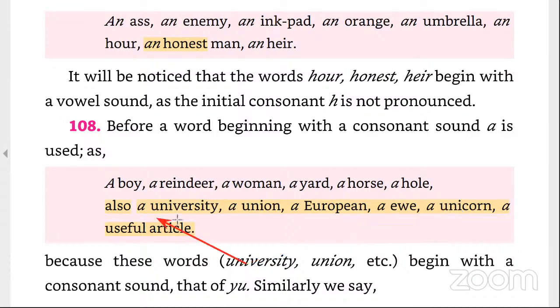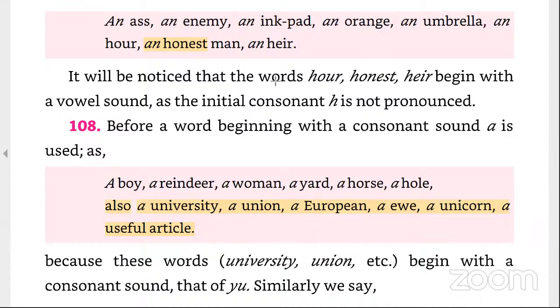unicorn, useful. So you see here, although all these words use the letter U, the sound coming from them is that of Y, and since Y is a consonant, we use a before them.